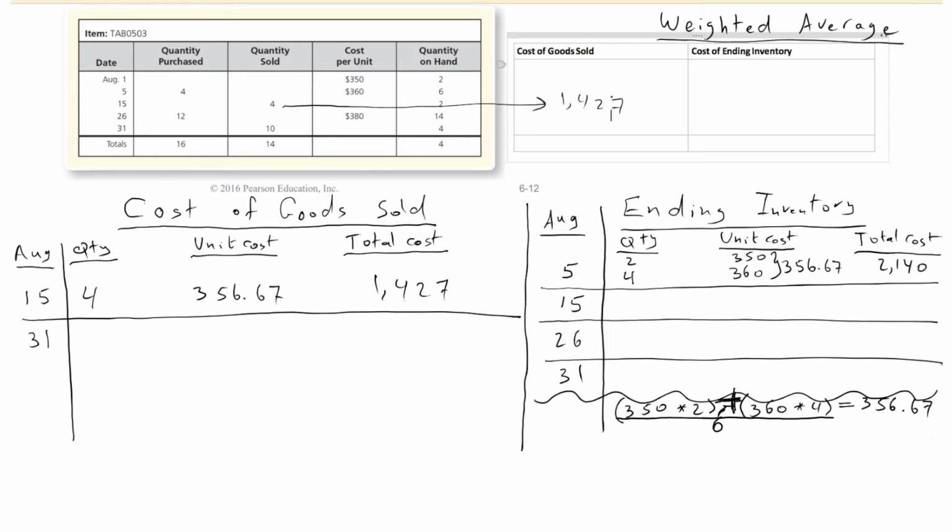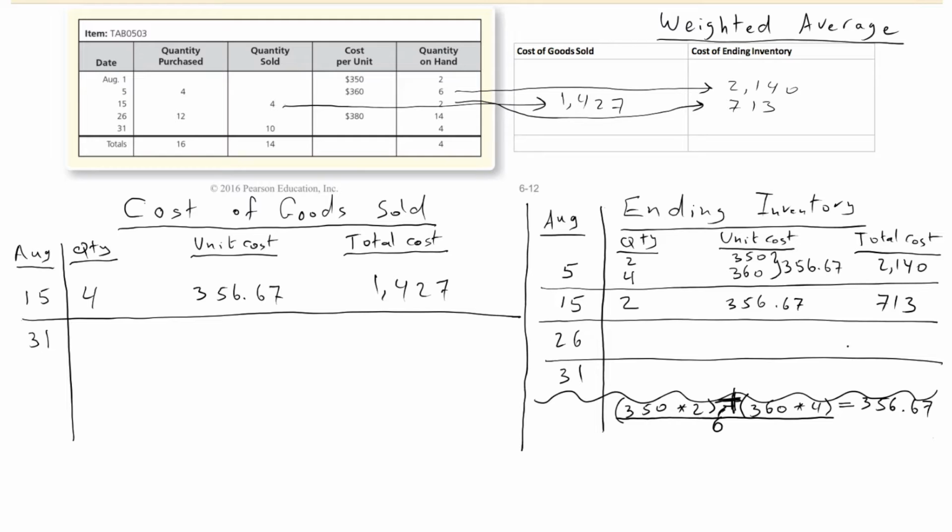1,427, and by the way, the ending inventory for those 6 units is 2,140, and then on August 15, after we sold the 4 units, my leftover will be only 2 units, and the unit cost for each one of them is the same amount we have. It's the average, which is 356.67. And then once you multiply, your ending inventory will be 713. Okay. So I would say that would be $713.